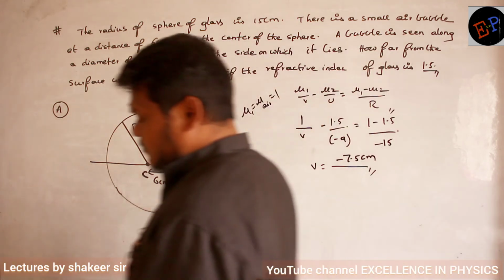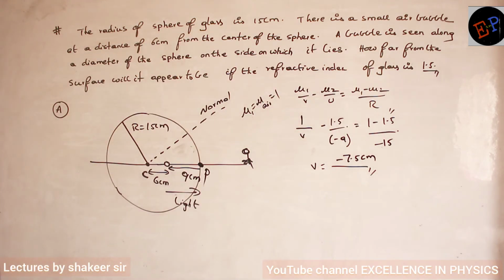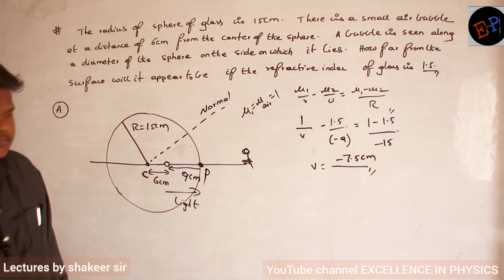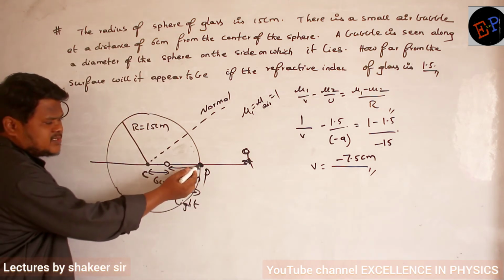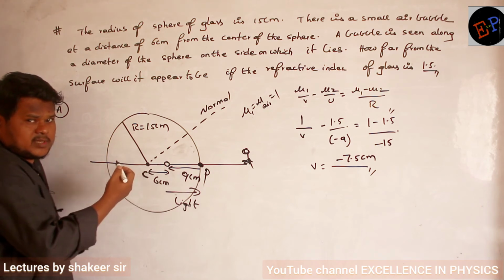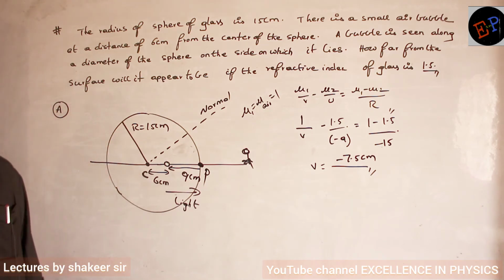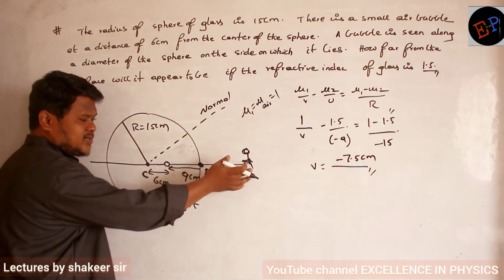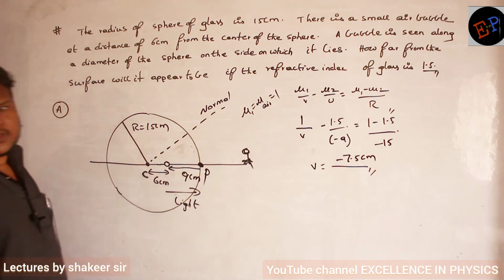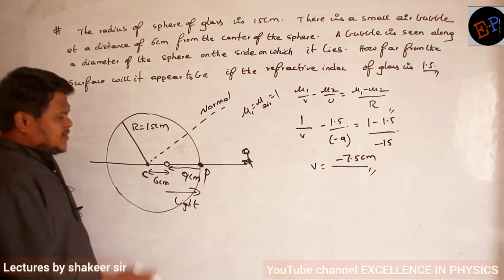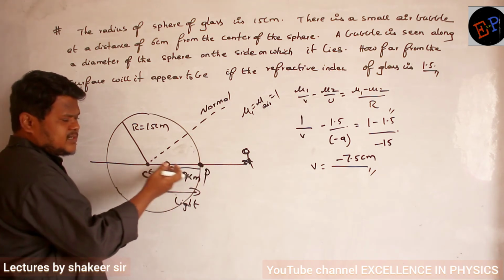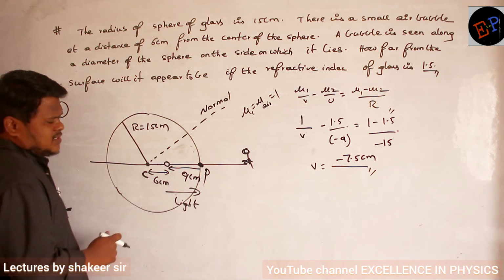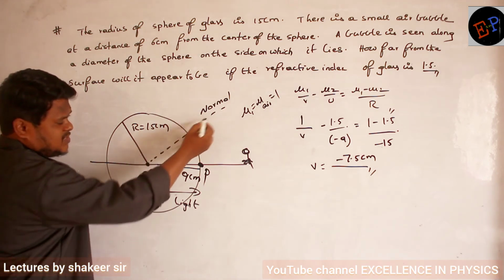Minus 7.5 centimeter. Okay. Now can you say what is meant by minus here? Minus means I am measuring distances in this direction. If I measure distances in the positive direction, then I should have got a positive value. But a negative value means what? The image is created somewhere inside this glass sphere only. Okay, let us see that also. See, this is the normal.